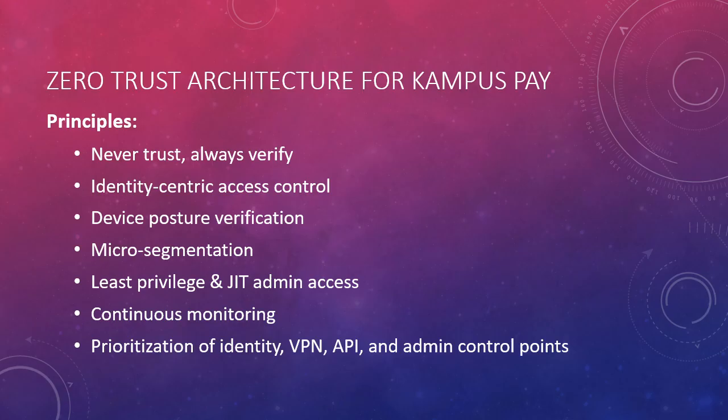Continuous monitoring: logs, alerts, and telemetry feed into a detection pipeline. Vulnerabilities in these zero trust enforcement points, such as the identity provider, VPN gateway, API gateway, and endpoint security agents, are treated as critical because they compromise the entire trust model.